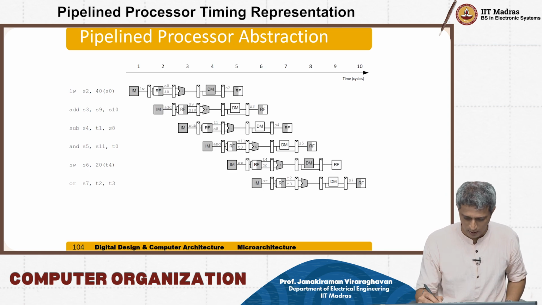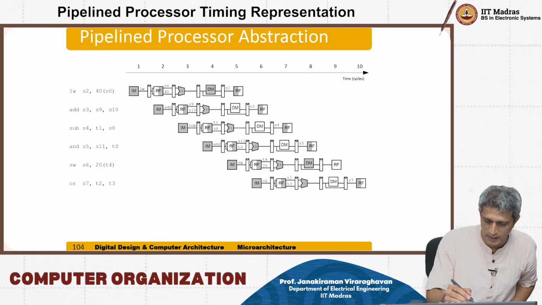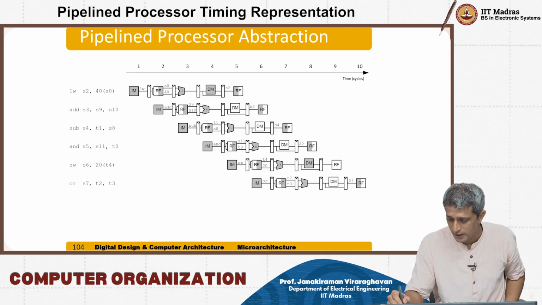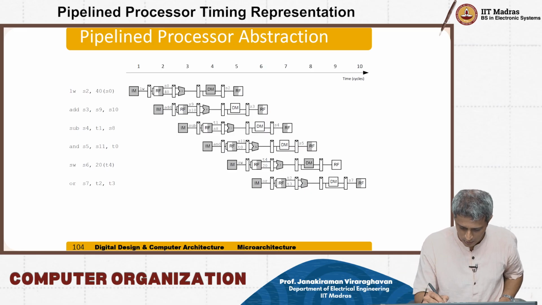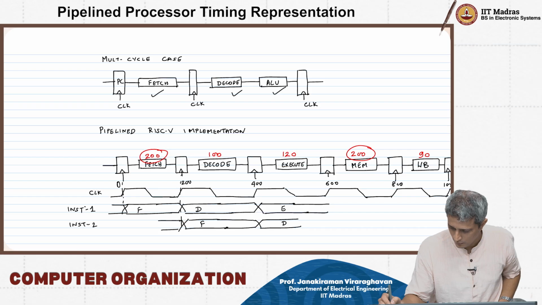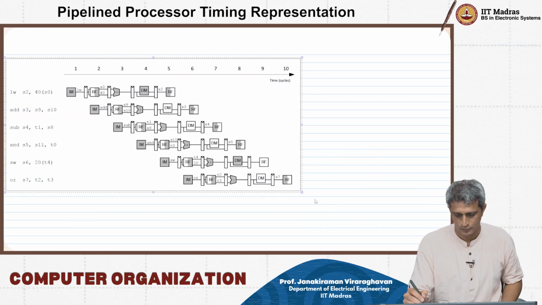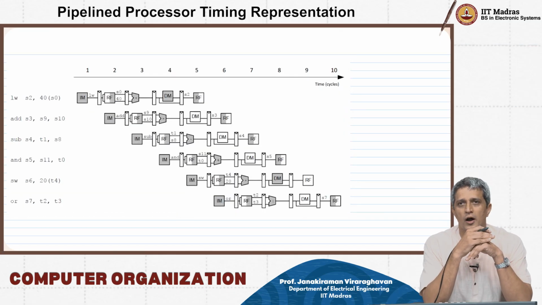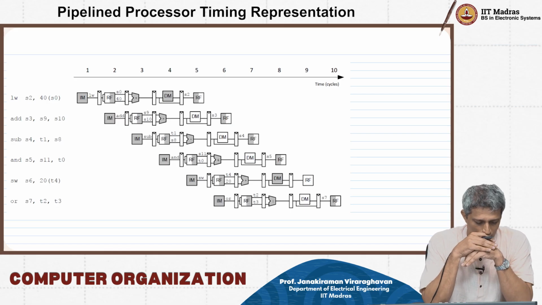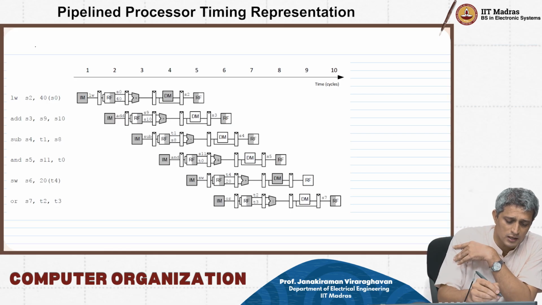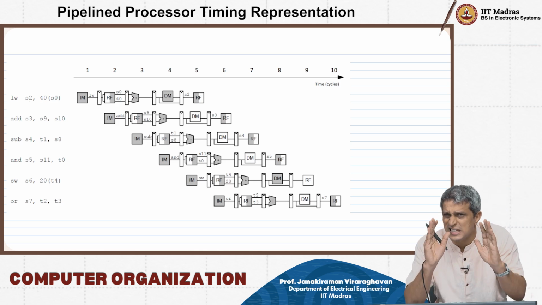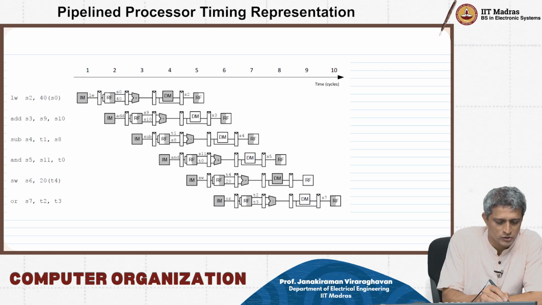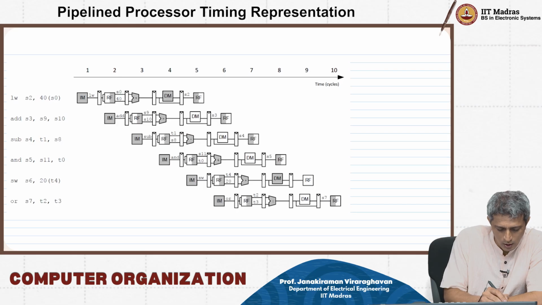So let me now make a copy of this so that I can explain this in some detail out here. So let me come back here. I have a nice representation of our pipelined processor execution. What we have considered now is a very interesting sequence of instructions, a very simple sequence of instructions, which is load word. This is instruction 1, 2, 3, 4, 5 and 6.